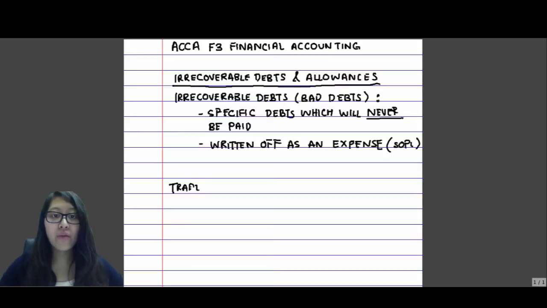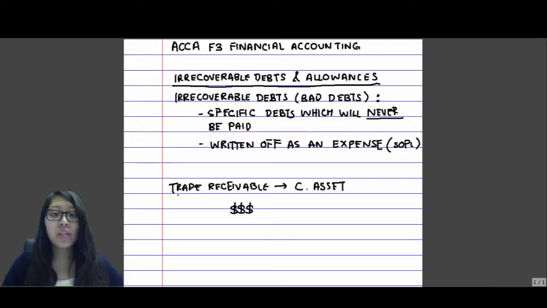So what is going to happen and why is it written off? Well, firstly, for a trade receivable, a customer who has purchased our goods or service on credit is firstly recognized as a current asset, which means that we expect to receive some economic benefits from them in the short term. Now, in order to recognize this as an asset, we must know for sure that we are going to be receiving some economic benefits. Or in other words, money.